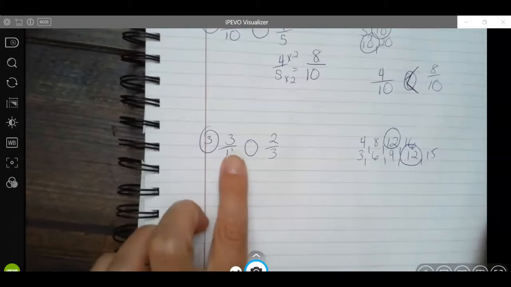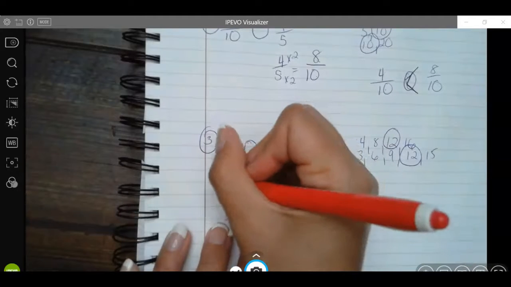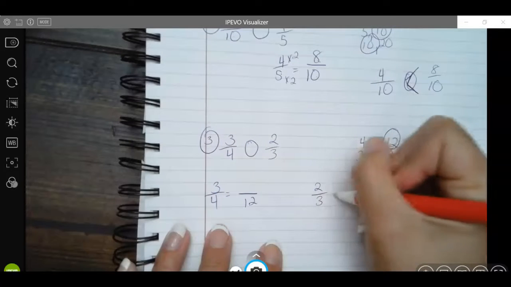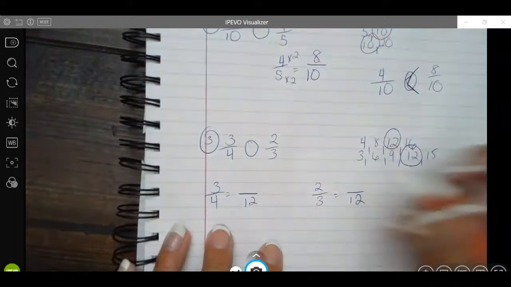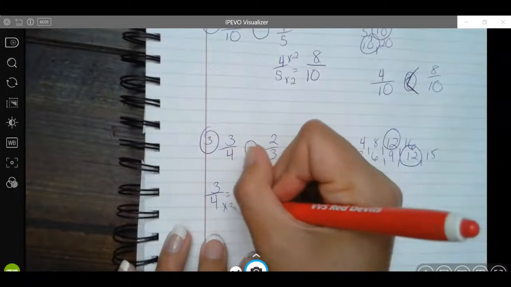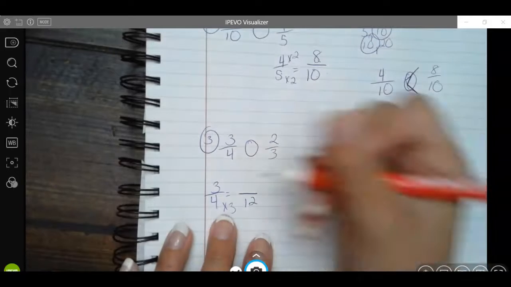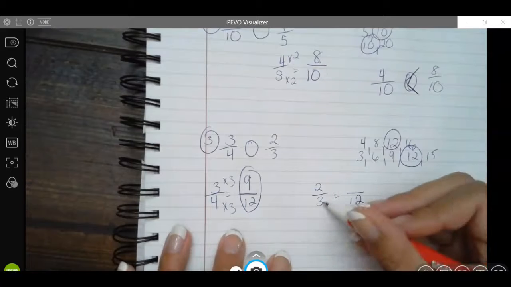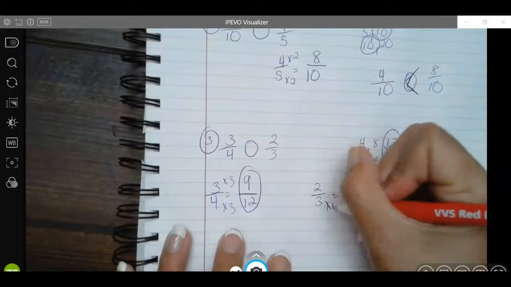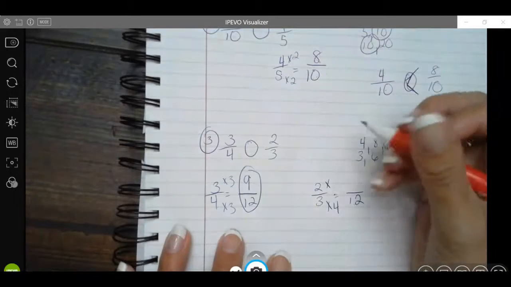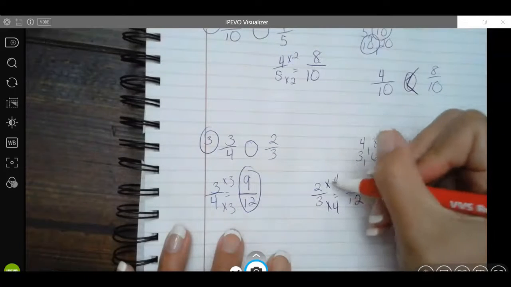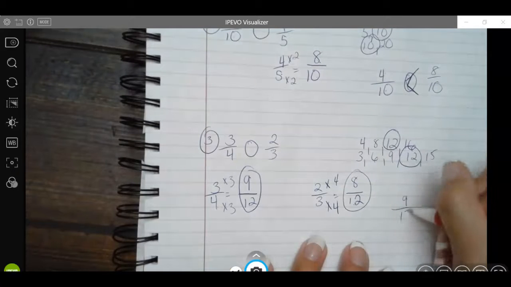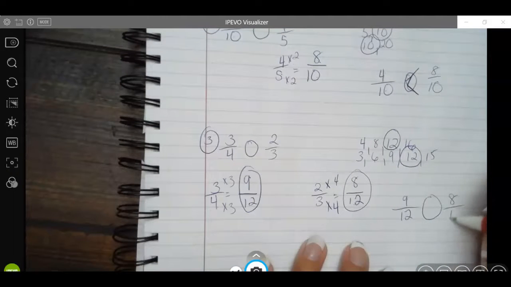So we have to change both of these fractions so that they have 12 in the denominator. So 3/4 is going to have 12 in the denominator, and 2/3, same thing. Okay? So how do we go from 4 to 12? Right? We multiply by 3. So whatever you do to the bottom, you do to the top. So this would be 9/12. That's our new fraction. How do we go from 3 to 12? We multiply by 4. So that means this top number we also have to multiply by 4. And 2 times 4 is 8. So our new two fractions that we are comparing are 9/12, and we're comparing that with 8/12.